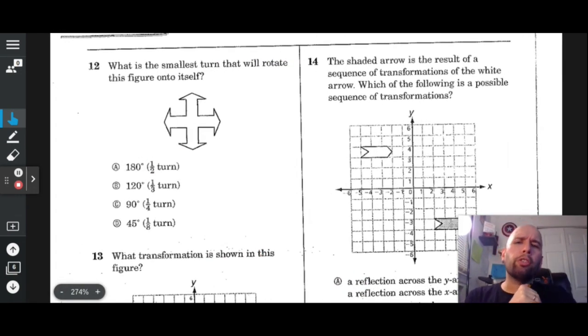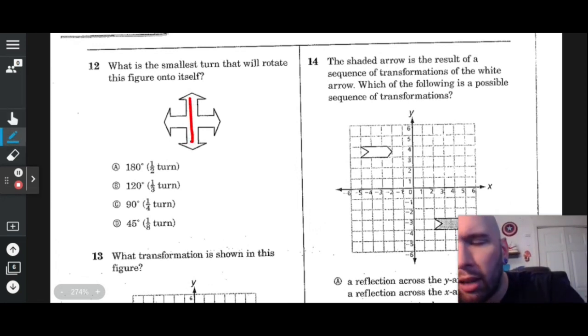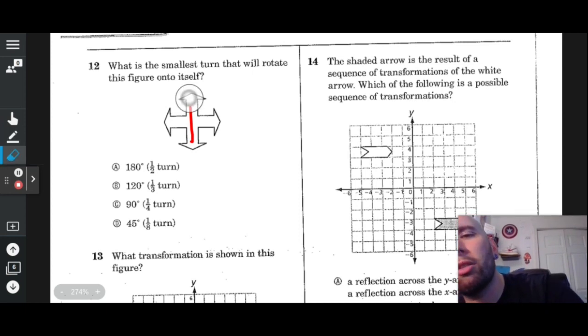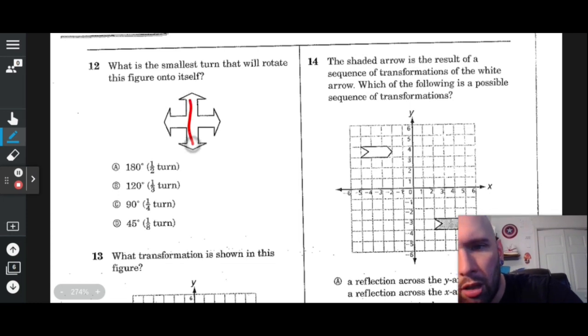What is the smallest turn that will rotate this figure onto itself? Basically, what can I do? And I'm just going to draw the picture like this. I know it's not exact. Oh, you know what? I know I can't. Watch this. Check out what I do. I'm going to use my smartboard.